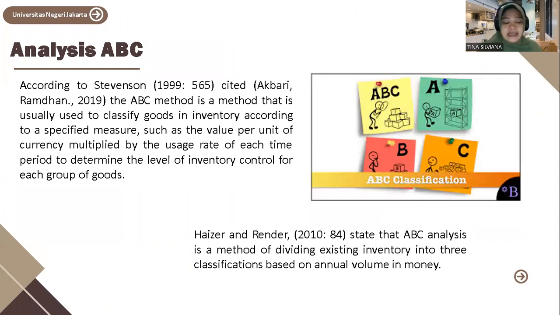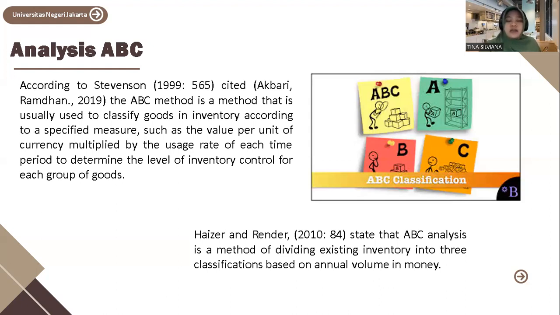ABC analysis. According to Stevenson, 1999, page 565, said Akbari Ramdan, 2019, the ABC method is a method that is usually used to classify goods in inventory according to a specific measure, such as the value per unit of currency multiplied by the usage rate of each time period to determine the level of inventory control for each group of goods.